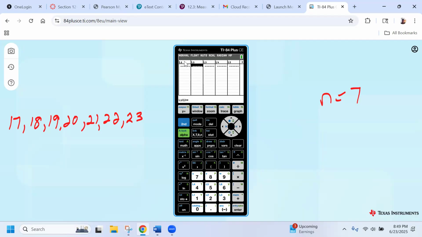Now I'm going to come over here into L1. If you do not have an L1, put it in L2, and I'll show you what to do later. I keep forgetting that my cursor does not move this, I have to do it on my calculator. And I'm going to type in my values that I have. 17, down arrow. I didn't mean to do that. Bear with me.